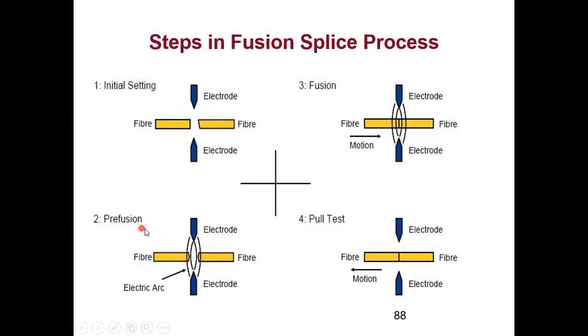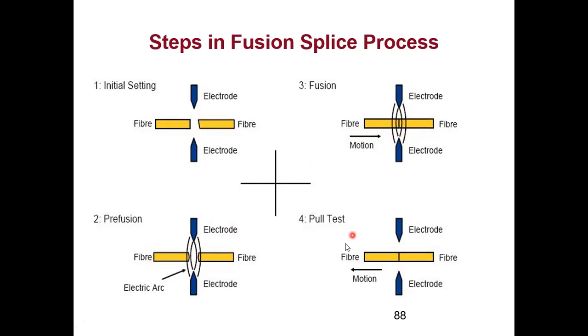The second step is prefusion. Now what happens in prefusion? The arc is generated by the electrode, and here you can see the glass is melting and it is flowing inward. Okay, the third step is fusion. So here you can see I will apply a pressure in this direction. Here there is a gap, it is melting, flowing inward, and then I am applying a pressure. Okay, so all these things should be there in your answer. So once I apply the motion in this particular direction, the fiber gets fused. So that's why this third step is called fusion.